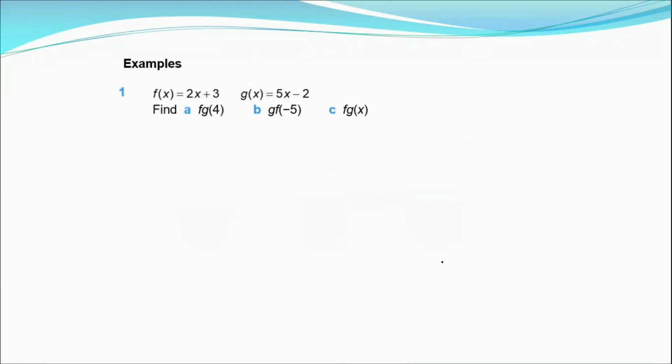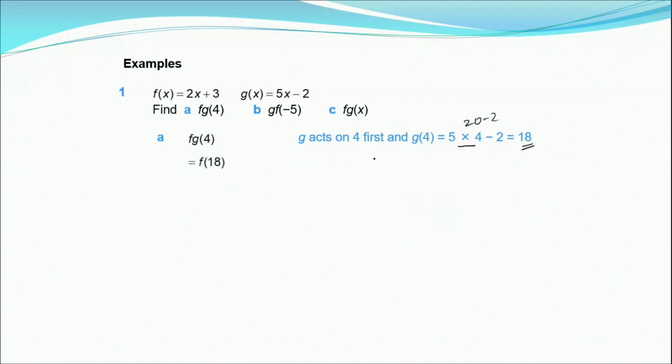So let's start solving some problems. f(x) is equal to 2x plus 3 and g(x) is equal to 5x minus 2. And you are asked to find f(g(4)). So here we need to find g(4) first. So g acts on 4 first. So x is 4 here. g(x) is given as 5x minus 2. So 5 times 4 is 20 and 20 minus 2 is 18.